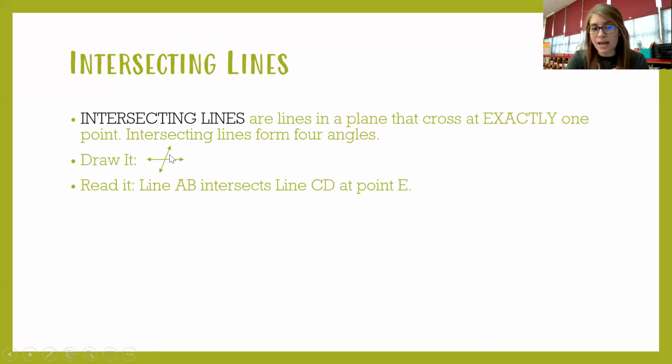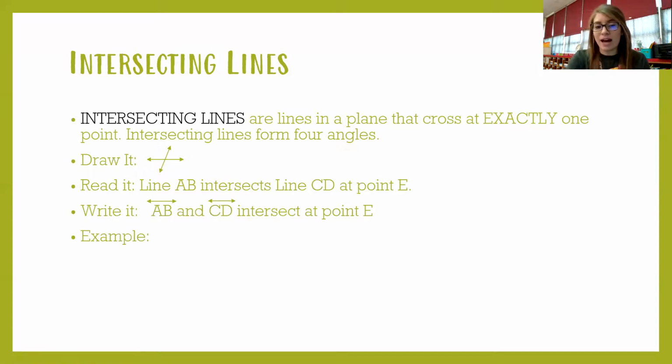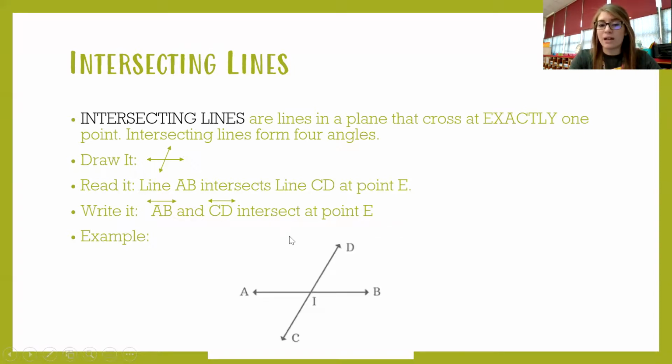We would read it, line AB intersects line CD at point E. So if this is line AB, it intersects line CD, and this point that they intersect at, or they cross at, would be point E. And you can write it like that. Remember our line symbol above our points: line AB and line CD intersect at point E. And it also looks something like this. Now, this line AB and line CD intersected at point I, but you get the point.